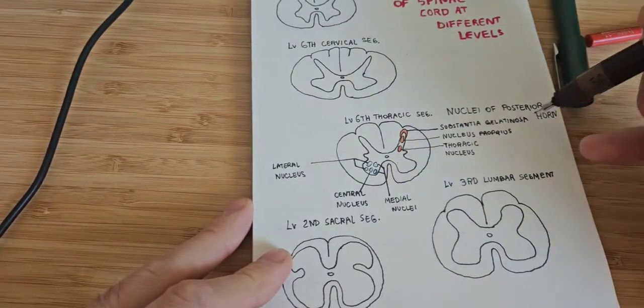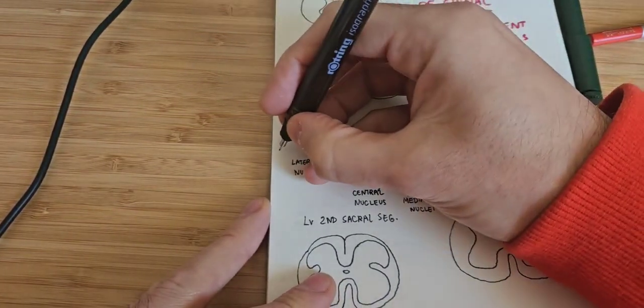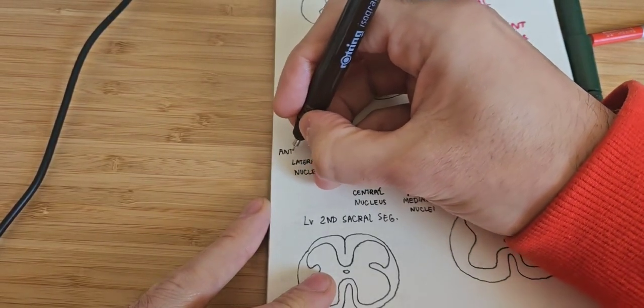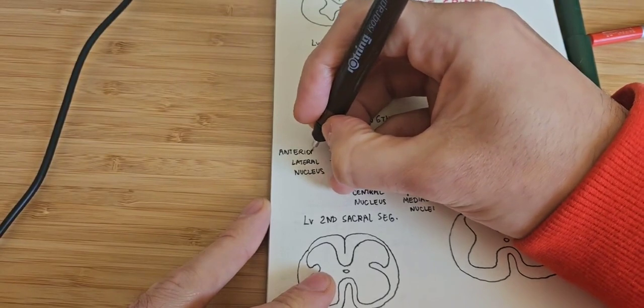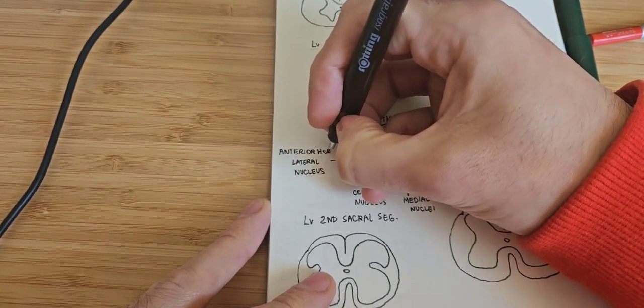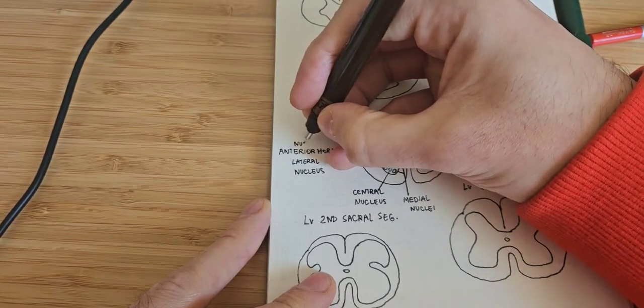Okay, so about the anterior horn. This is the posterior horn. This is the anterior horn. So let me write down here: anterior horn. Okay, we have the anterior horn. Let me just write nuclei.